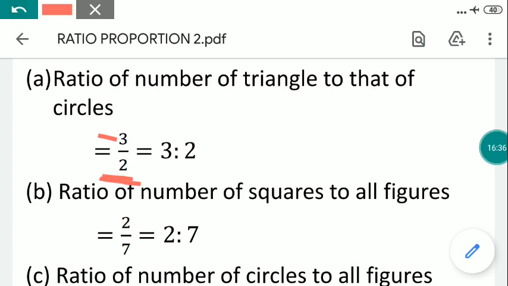Next one, the ratio of the number of squares to all figures. There are 2 squares inside that rectangle. So the number of squares on the numerator, that is 2, upon all the figures inside that rectangle, which is 7. So the ratio of the number of squares to all figures is 2 by 7, which is equal to 2 is to 7.